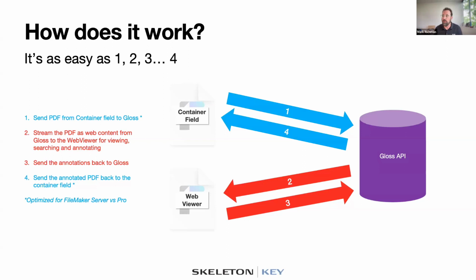So the basics of how it works from a technology standpoint is we have a container field and we have an API on a server that effectively takes that container field data and sends it to your web viewer, so that you can do the interactions I've been talking about. And then once you're done making those interactions and changes, those annotations, the searching, whatever it is you want to do, if you've made any changes, send it back to the API so that it can return the modified document to your container field. You've got a lot of control as a developer over exactly what this sequence is.